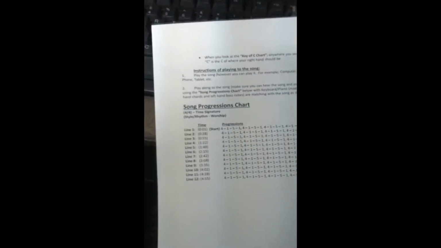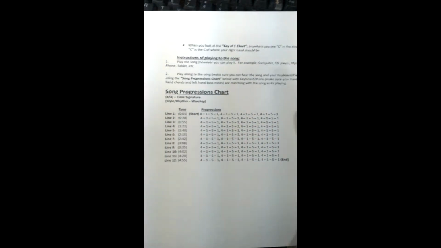Line: guideline to playing music. Play left to right and line to line as you're playing to the song. So when we look on our song progression chart here, as you can see, it says line. It's just so you don't get lost when you're looking at all this 4-1-5-1 all the way through. Play left to right. You got your start, which is right up there, and you got your end, which is right up there. That's it.